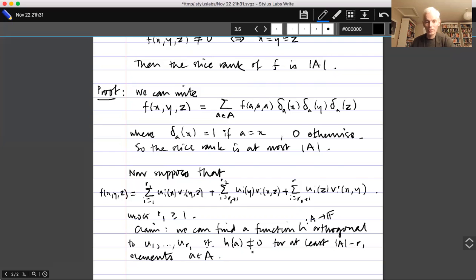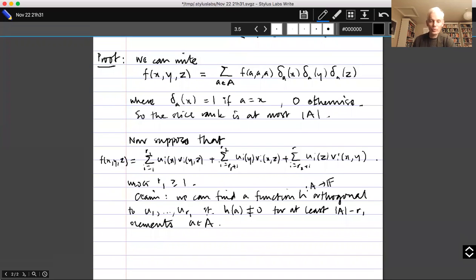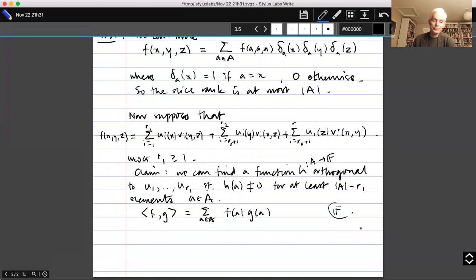So what do I mean by orthogonal? I mean with respect to the following thing: I say that the inner product of f and g is just the sum over all a in A of f(a) g(a), where the sum is in the field F. We can certainly find something that's orthogonal to u1 up to u_r1 just by taking the 0 function, but I want something that's not trivial. In fact, I want it really to be quite strongly non-trivial. I want it to have at most r1 zeros.